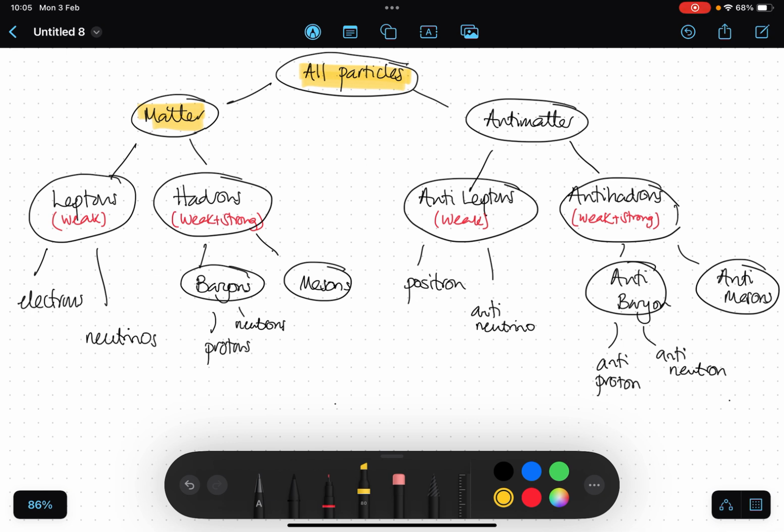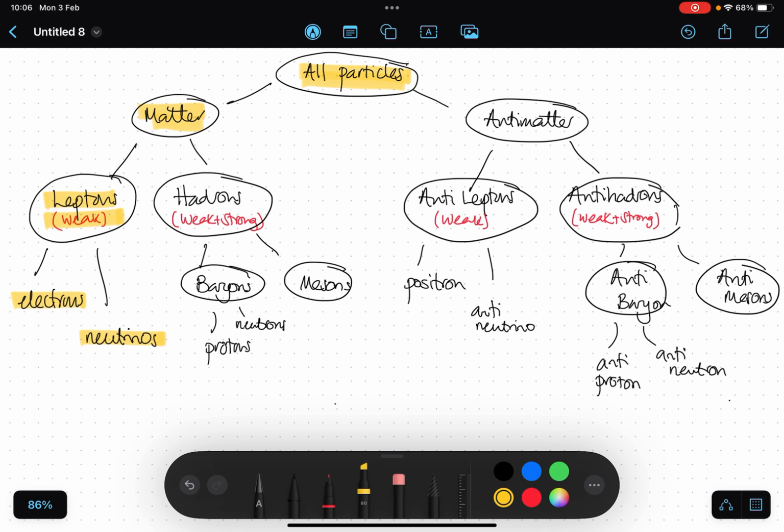Matter can be broken down into either leptons or hadrons. Leptons are fundamental, so they cannot be broken down into anything simpler or smaller. They are affected only by the weak force, so not the strong force. And examples of leptons are electrons and neutrinos.